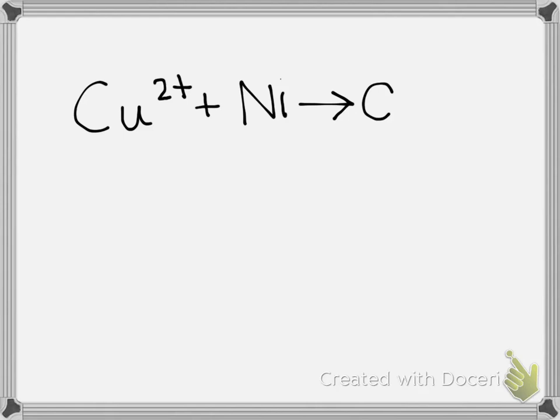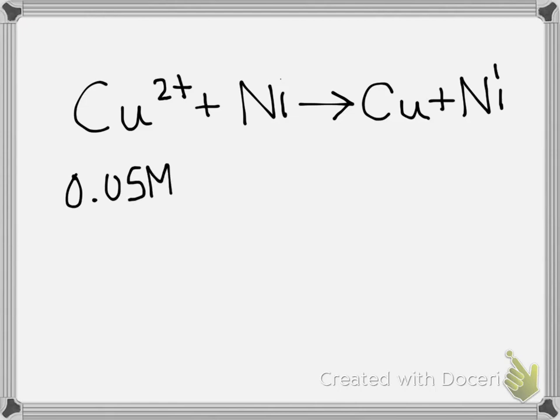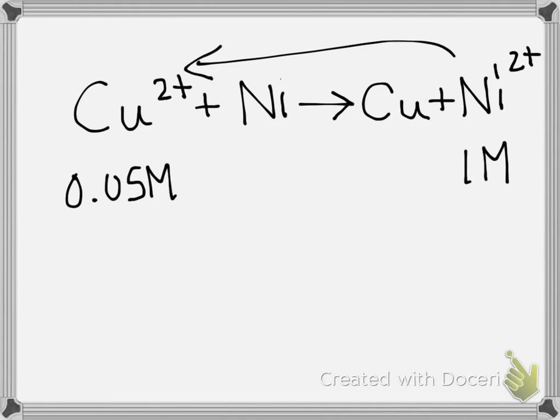The last one, same idea. Cu plus nickel. Cu is 0.05. Nickel is 1 molar. Reactants are favored, so my non-standard voltage will be less than my standard voltage.